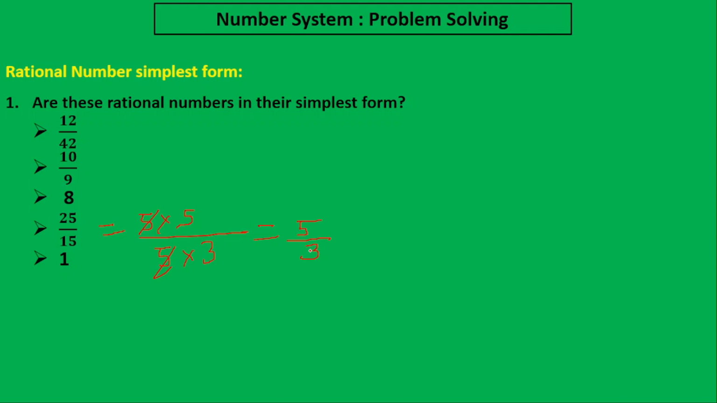Now, interesting question: 1. Obviously 1 can't be simplified further. 1 is in its simplest form. Conclusion is every integer is in its simplest form. Every integer is in its simplest form.